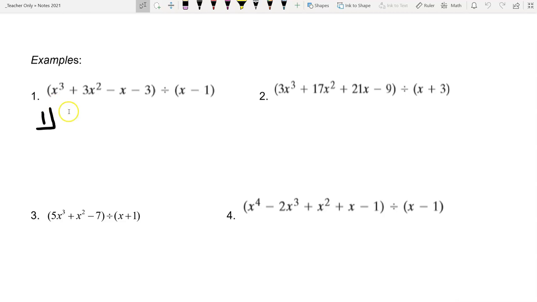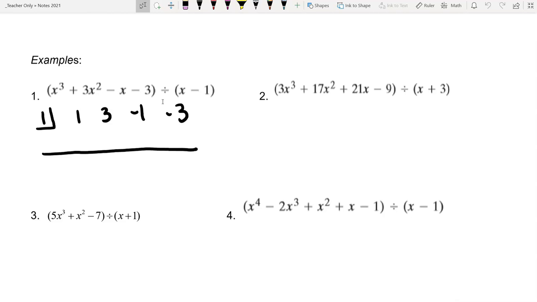And then what we're going to set up here are just the coefficients, so the numbers in front of each part of the original polynomial. The thing in front of the x cubed is a 1. The thing in front of the x squared is a 3. And then we have a -1 here, and we round it out with a -3. Okay? You set up this weird looking table here.